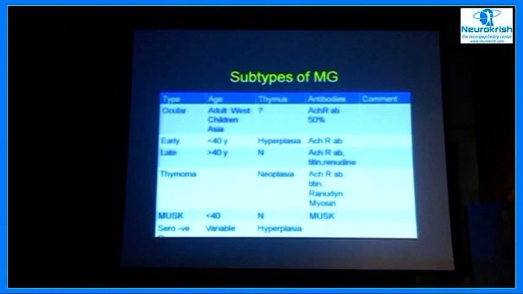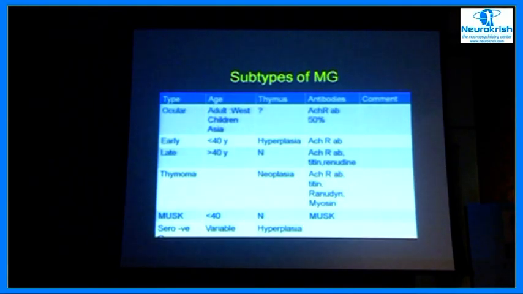And these are the subtypes of myasthenia gravis which are well known. In Asia, we have more commonly children with ocular myasthenia, and in the Western population it is mainly adults who are affected. This may be a difference, but I don't think it matters when you examine an individual patient.